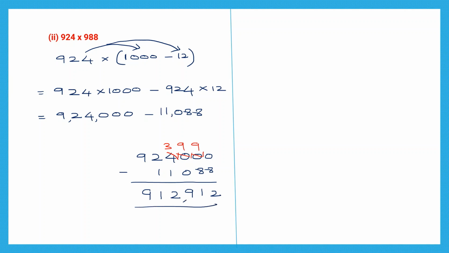So let me put the commas. Now my answer is 9,12,912. So let's write it down here. 9,12,912. This is our final answer.